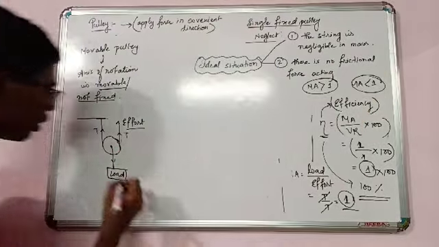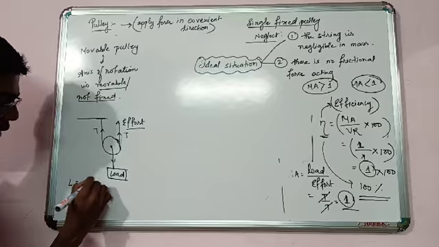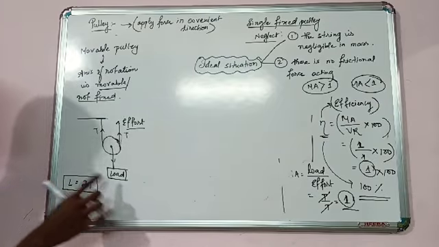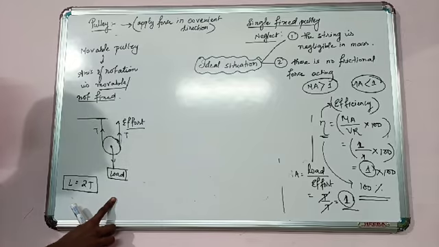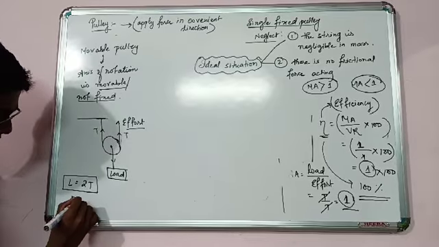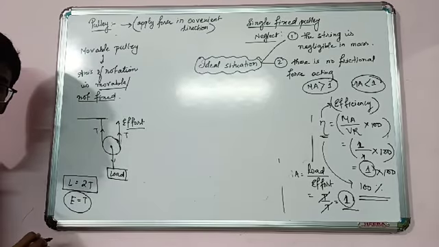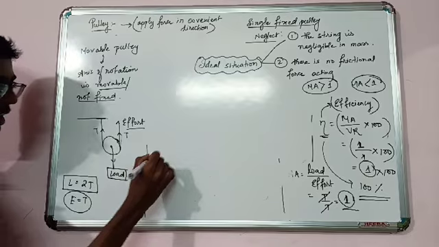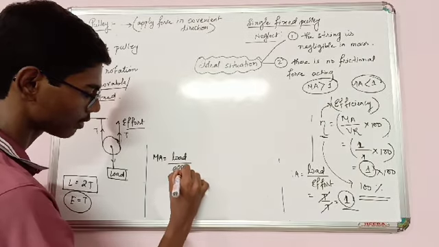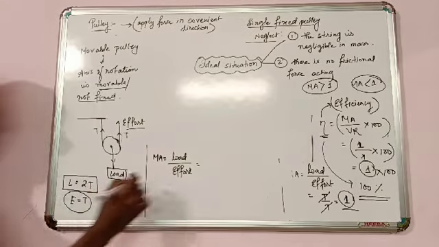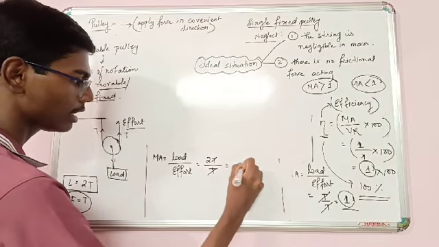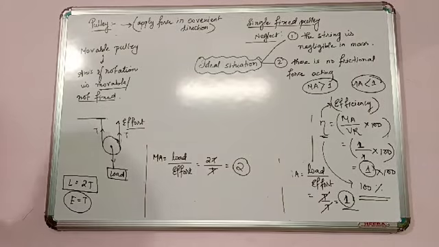Fine. Now here the load is getting supported by two tensional forces and the effort is getting supported by only one tensional force. Hope you can understand this. Now, if I have to find out the mechanical advantage here, then we can say again load by effort. Here the load is 2T. This is T. T gets cancelled. So mechanical advantage is equal to 2.